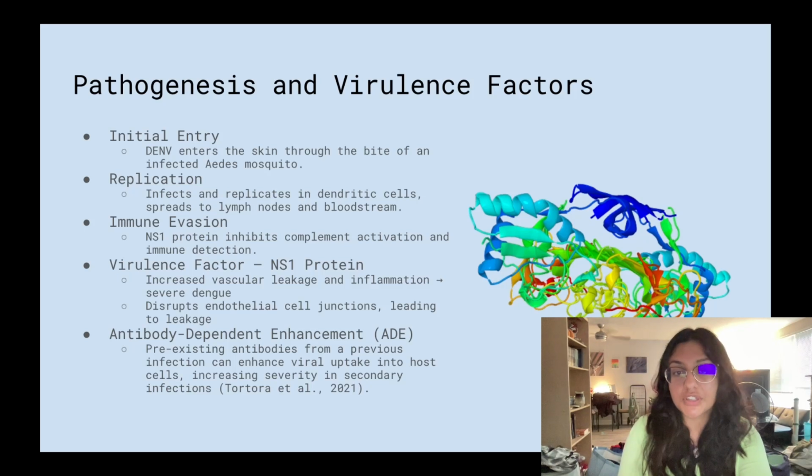So, during a secondary infection with a different serotype, pre-existing antibodies bind to the virus and facilitate the uptake in the host cells. And this can lead to increased viral replication and a heightened immune response, which can worsen the symptoms and outcomes and lead to severe dengue or dengue hemorrhagic fever. So, to conclude, the pathogenesis of dengue involves the complex interworkings between the viral replication, immune evasion, and immune enhancement, which can contribute overall to the severity of the disease.